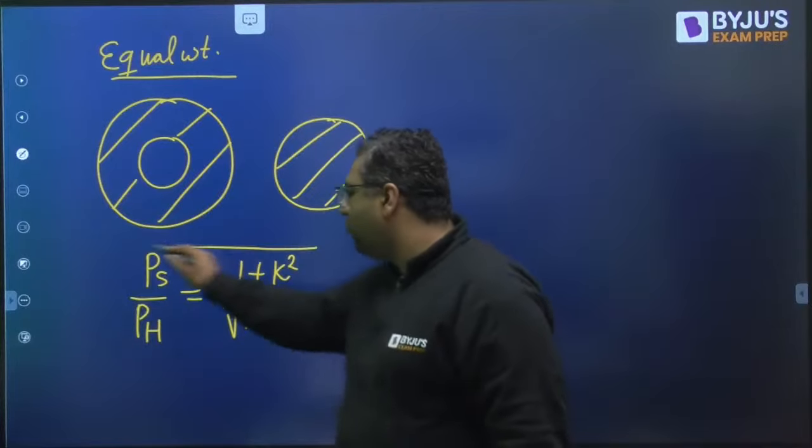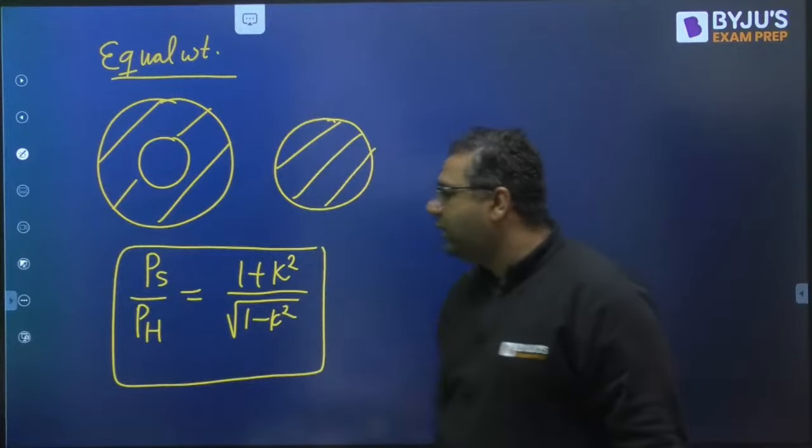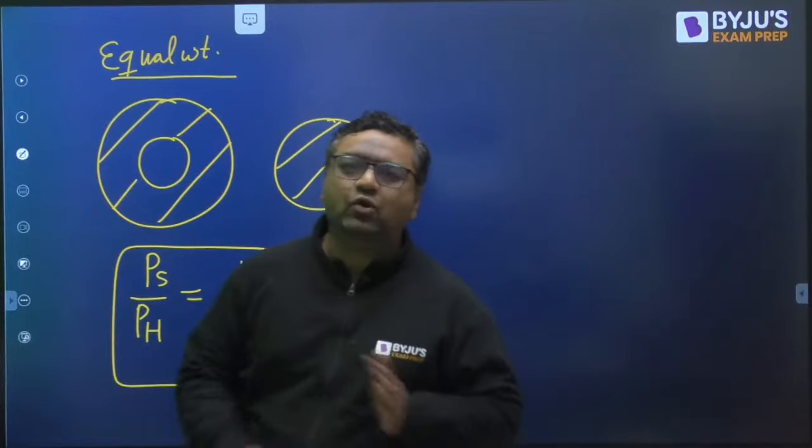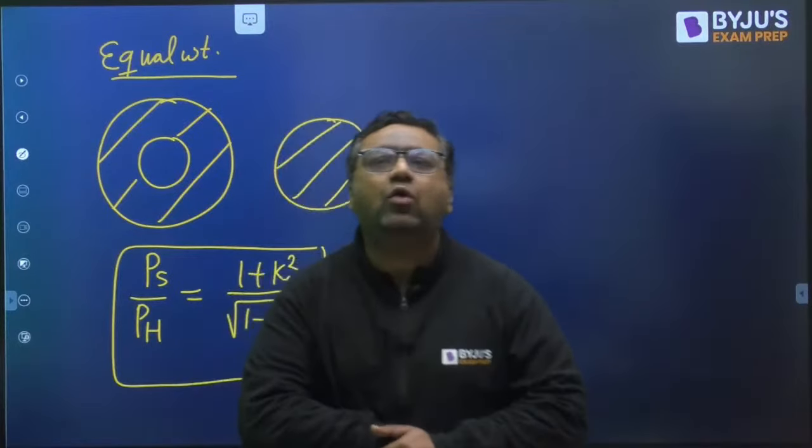So my dear, this is the formula going to be for power of solid to the power of hollow. Once again, k is defined as the inner diameter to the outer diameter ratio.